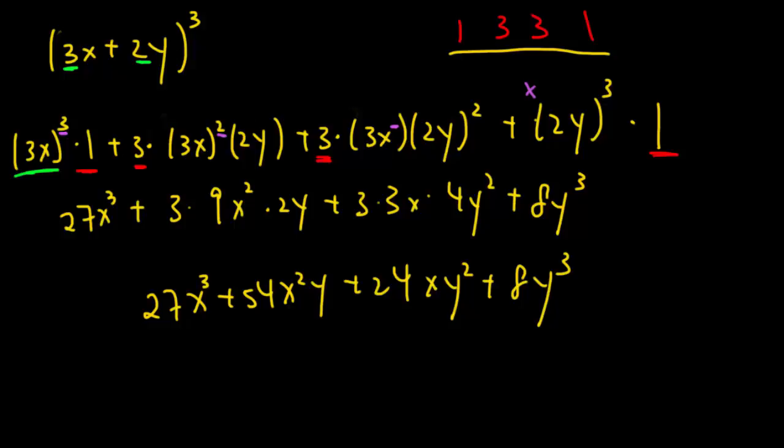I don't have an x here. I will have x to the power of 0. Okay. Now I have y to the 0 at this point, and then I have y to the 1, y to the 2, y to the 3.